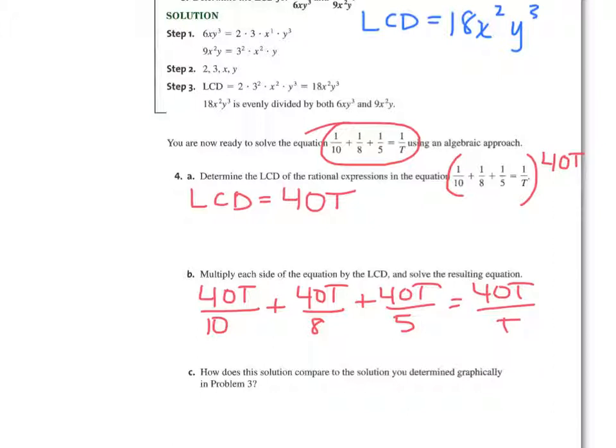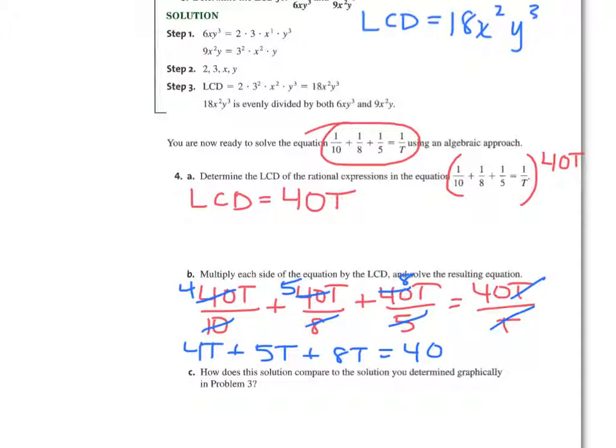Okay, so maybe it doesn't look like it helped me very much yet, but watch this. The whole reason I did this is because 40t should cancel with every denominator. So this will cancel to a 4. This will cancel to a 5. This will cancel to an 8. And this will cancel to, that's t, and t is canceling to a 1. So my new equation now is 4t plus 5t plus 8t equals 40. Much, much easier to solve. Okay, I eliminated all my fractions. So I used the 40t because it would cancel with each one of those denominators.